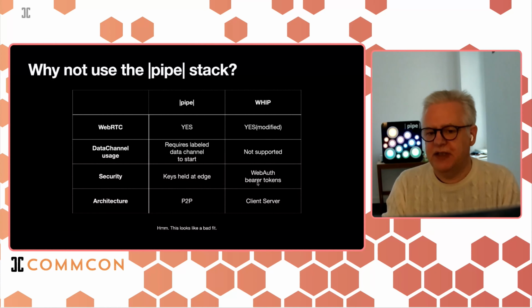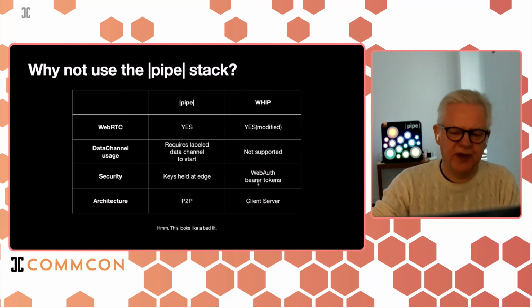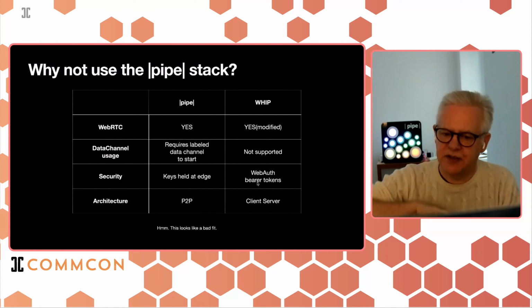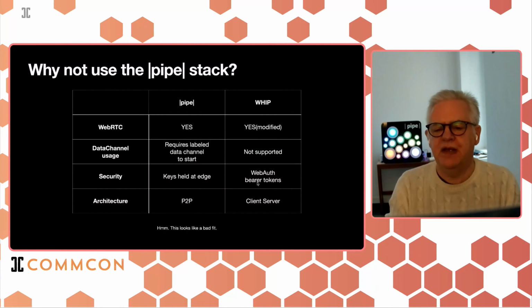And likewise, that leads on to the architecture, whereas Pipe's very much P2P. It's like between your smartphone and your baby monitor, whereas WHIP is very much client-server. You've got a big service like YouTube or Millicast, and then you've got a device on the edge that's talking into that as a client-server relationship. So it's a totally different fit.